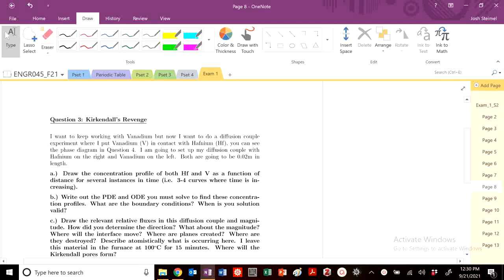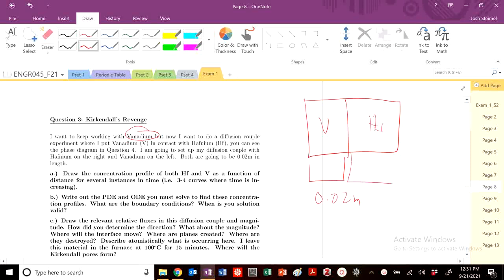Hi everyone, we are on to basically problem 3 in our practice exam. So I want to keep working with vanadium, but now I want to make a diffusion couple where I put vanadium on one side, I put hafnium on the other side, and you can see in the phase diagram in question 4, I'm going to set my diffusion couple, and then both are going to be 0.02 meters, so 0.02 meters.